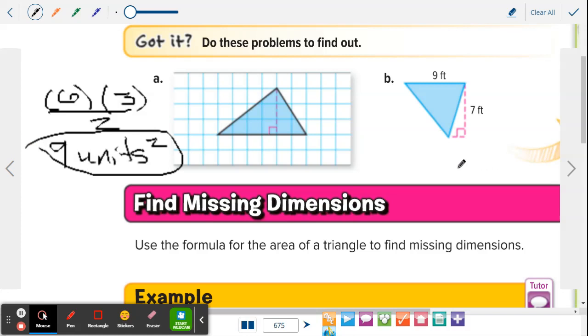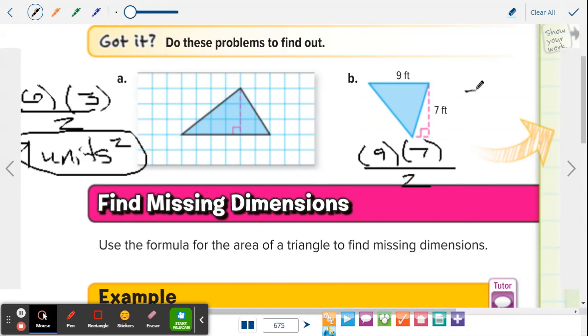Okay, on the next one, what's our base? 9. What's our height? 7. So 9 times 7 divided by 2, and we get 31.5 feet squared. Any questions on these two? So all you're doing is put the base in, put the height in, divided by 2.